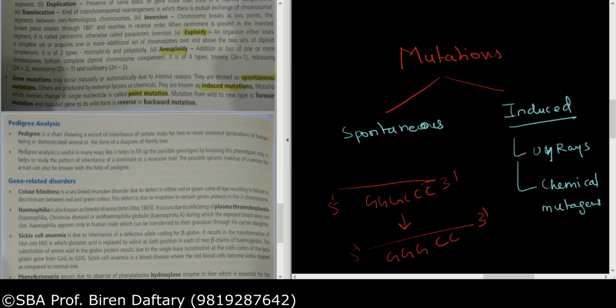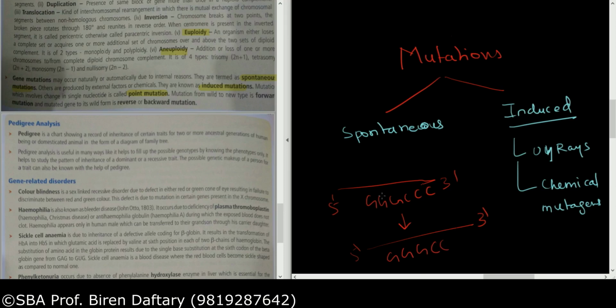Suppose I rub these C's off. Now if you see the difference, there are 3 C's missing over here. So this is not a point mutation. Here there are 3 nucleotides which are changed. So point mutation is a mutation in which only one nucleotide changes. If I want to give an example, then I will remove only one C. If you remove one nucleotide, that is a point mutation.